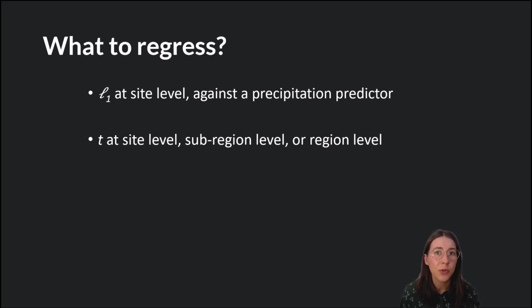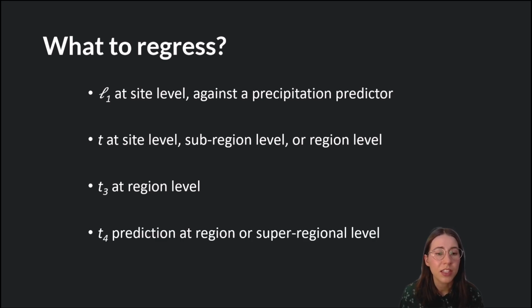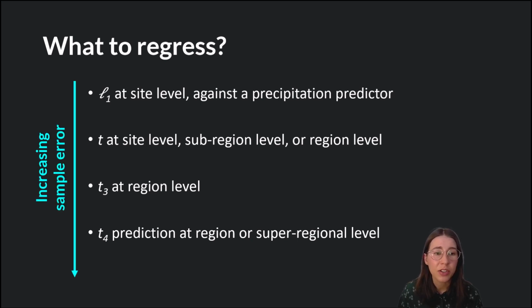For T, which is the L moment ratio LCV, there's substantially more error in the estimators, and so you might decide to predict this at the site level, at the subregion level, which is a collection of sites, or at the region level. For T3, which is L skew, and T4, which is L kurtosis, these are typically estimated at the region level or even larger because the sample error is substantial. And so as we mentioned, the higher levels of L moment ratios have increasing sample error. And so we tend to estimate those at a more region level than a site level.